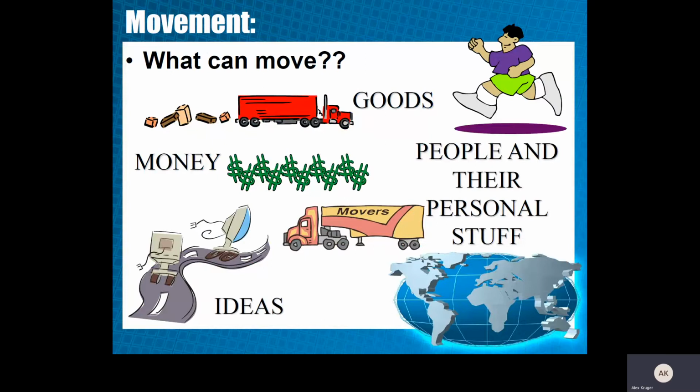What can move? Goods. That would be, obviously, the semi. They're loading goods, they're moving them across the country. That way they can load up stores so you can buy stuff. Money can move. If I transfer money into your bank account, or if I purchase a good from you, that's movement of money. People and their personal stuff, when they run, they go on vacation.